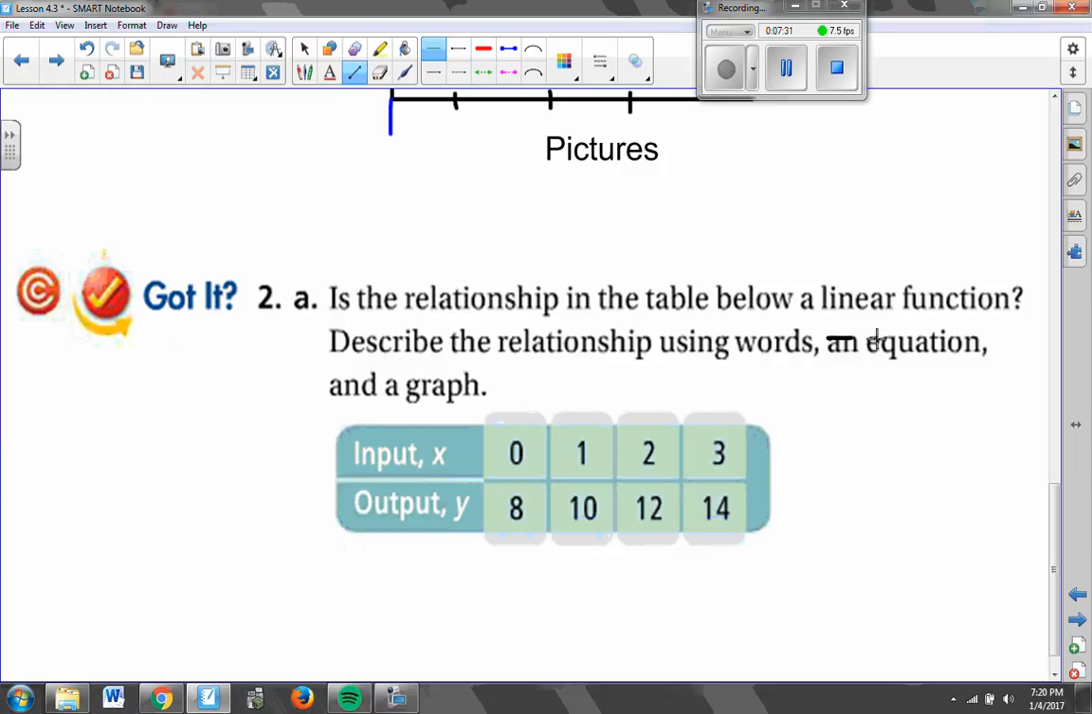Everything except an equation. We're not going to worry about the equations until later on in this chapter, or actually in the next chapter, really. Okay? But I want you to tell me, looking at this table, is this relationship a linear function? And then describe it using words and then a graph. Okay? So pause the video for a couple minutes, take a look here at this table and decide. And then come on back once you've decided and I'll show you what we should have.